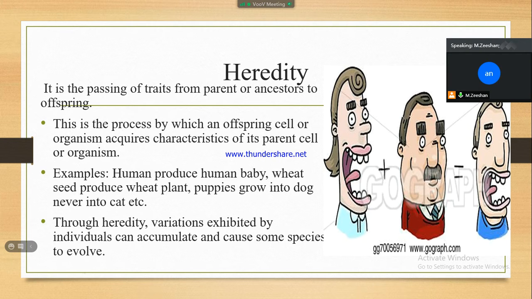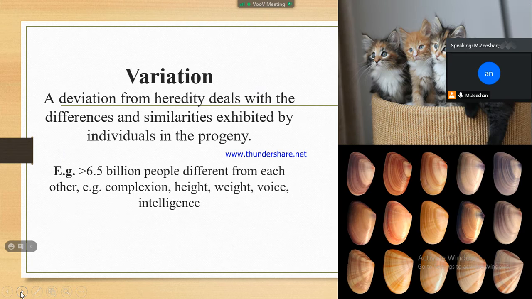variation exhibited by individuals can accumulate and cause some species to evolve. In a further slide I will discuss variation. So why does variation arise? Basically, variation arises due to the environment changing. When the environment is too cold, our next generation will adapt to this environment automatically. So here is the variation.